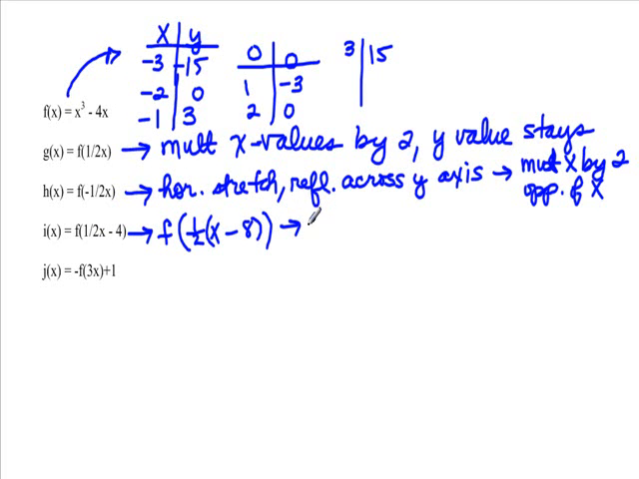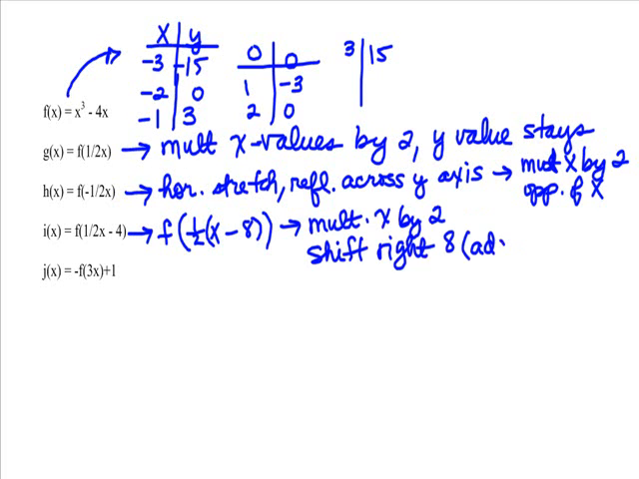And so we would have to do our horizontal stretch first, which is going to be multiply the x by 2 and then shift right by 8, which would add 8 to the x. Okay, so it's going to be important the order in which you perform those two tasks. So the horizontal stretching comes first, and then the shifting would come next.